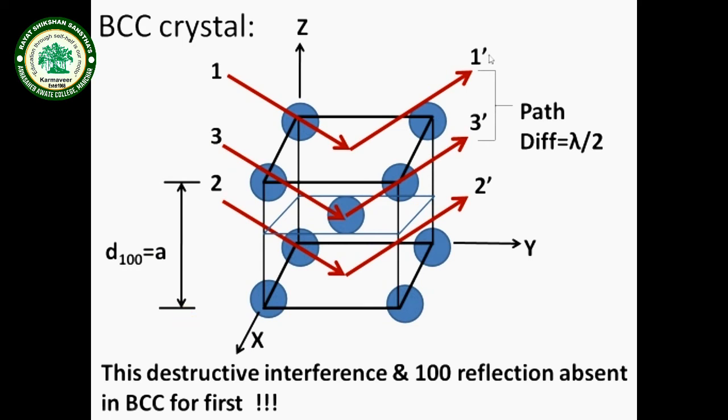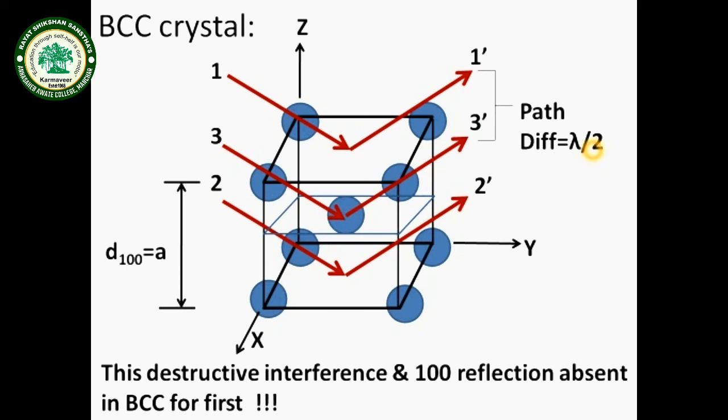But here if we try to see what the path difference is between the pair of reflected rays depicted here as 1 prime and 3 prime, it will have a path difference a little bit less as compared to the previous one, because this distance from this point to this point has been reduced as compared to the simple cubic. And here for this BCC type of crystal, the path difference is equal to lambda by 2. But this is the condition for destructive interference.